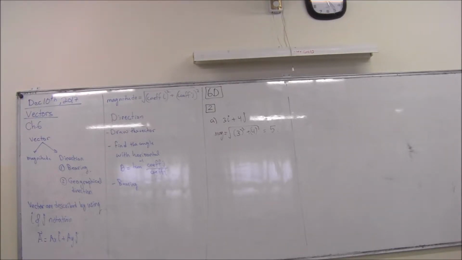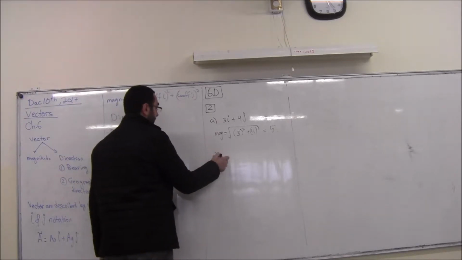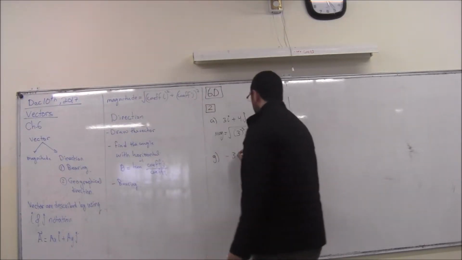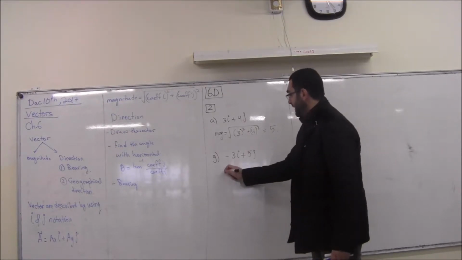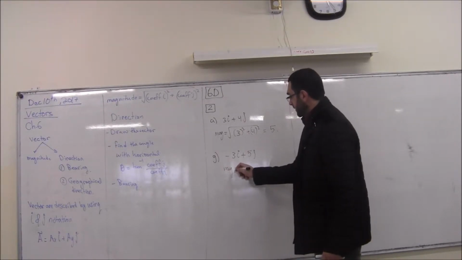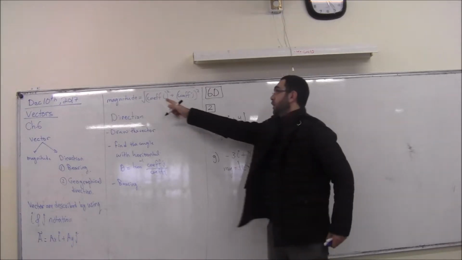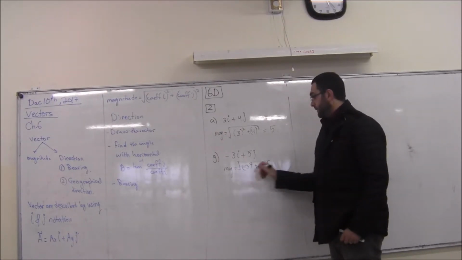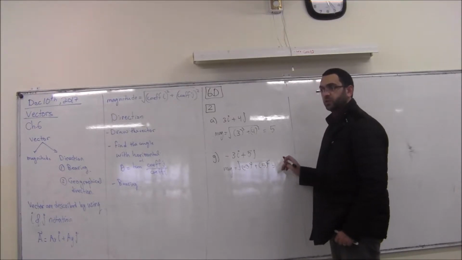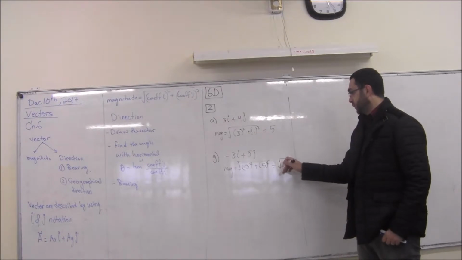This is A. Let's do G also. What is G? Negative 3i plus 5j. As a magnitude, what I have to find is the square root of minus 3 squared plus 5 squared. Coefficient of i squared plus coefficient of j squared. This will be, did you do it? Root 34.